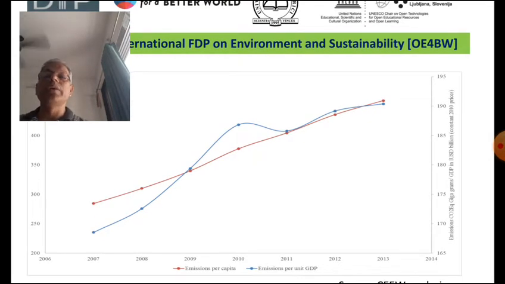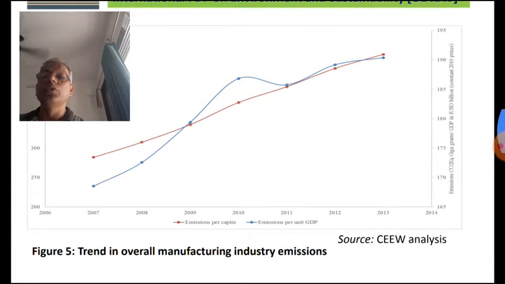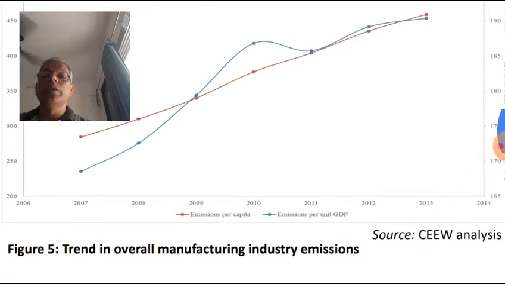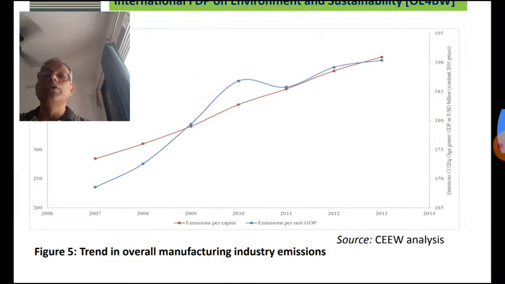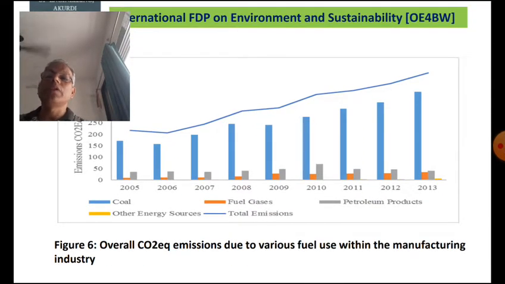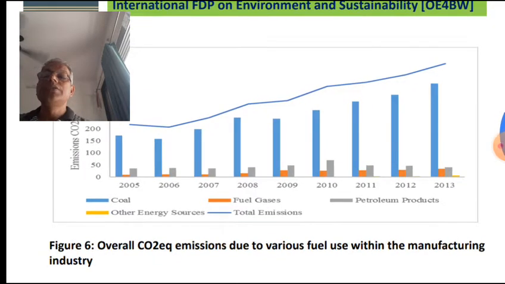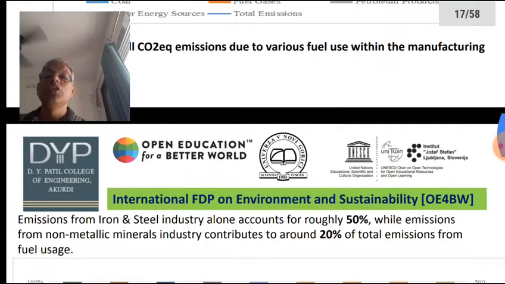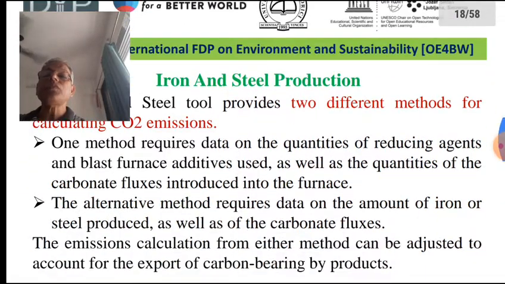This graph shows you how the CO2 emission goes on increasing according to per capita and per unit GDP, and you can see it goes on increasing only. Here there is interesting information that CO2 emission is mainly, or you can say most impactfully, due to coal in the manufacturing industry. Other fuels have less effect on this CO2 emission, but coal has the maximum. So definitely we have to look after this.